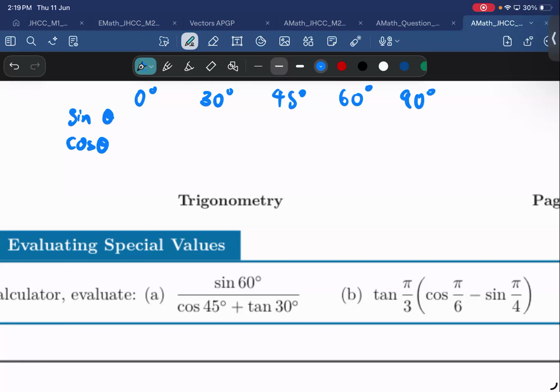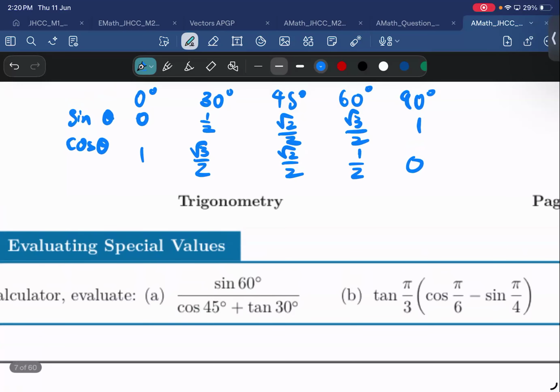These are the special angles: 0, 30, 45, 60, 90. Sine 0 is 0, and this is half. Sorry, this is half, then this is 1 over root 2, which I'll rationalize to root 2 over 2. Then this is root 3 over 2, and then this is 1. Then in the other direction, it's 1, then root 3 over 2, root 2 over 2, half, and 0.